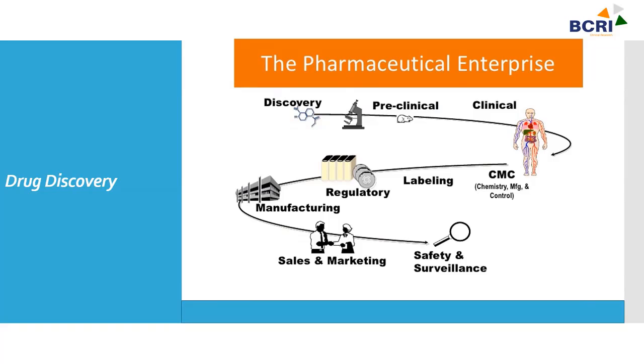So once they have those molecules, they will conduct the preclinical phase, then the clinical phase. They will develop the chemistry, the manufacturing process, and the control process as well. Okay, then they will label the product. They will be given a green signal by the regulatory body. Then it will be manufactured. Finally, the sales and marketing will be done for that particular product. And after that, the post-marketing surveillance starts.